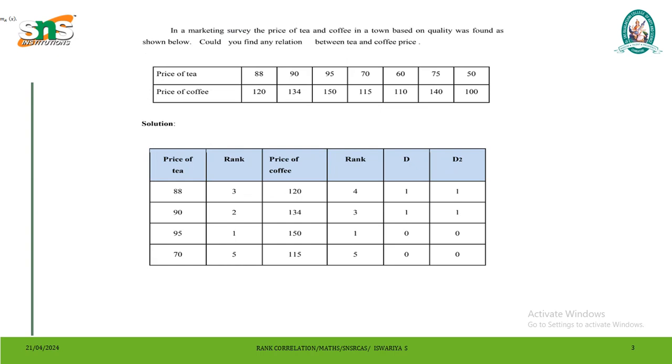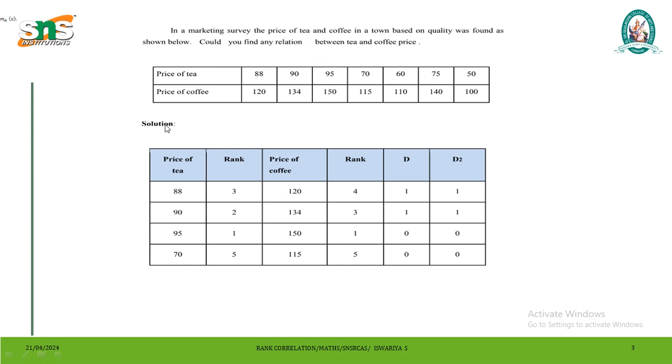So next we are going to see an example of rank correlation. Here the data of price of tea and price of coffee is given. So we have to find the rank correlation for these two data. So first we have to rank both the individuals. First we are taking the price of tea. Out of this price of tea, I have to rank all those values.